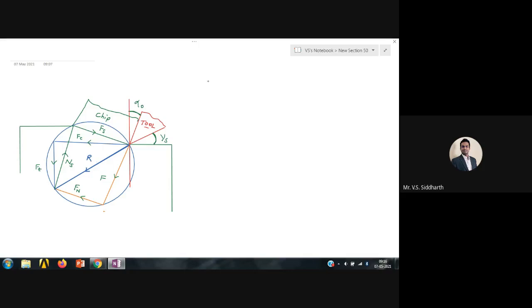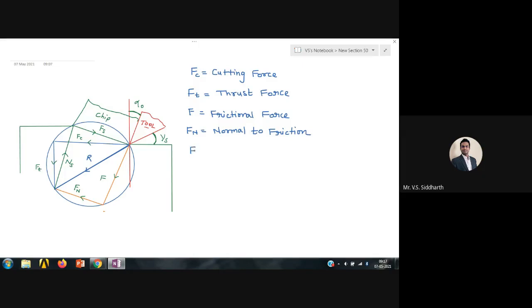So what I will do is, whatever forces that I have written in short form, I will write in full forms, which is FC, cutting force, FT, thrust force, F, frictional force, Fn, normal to friction, Fs, shear force.